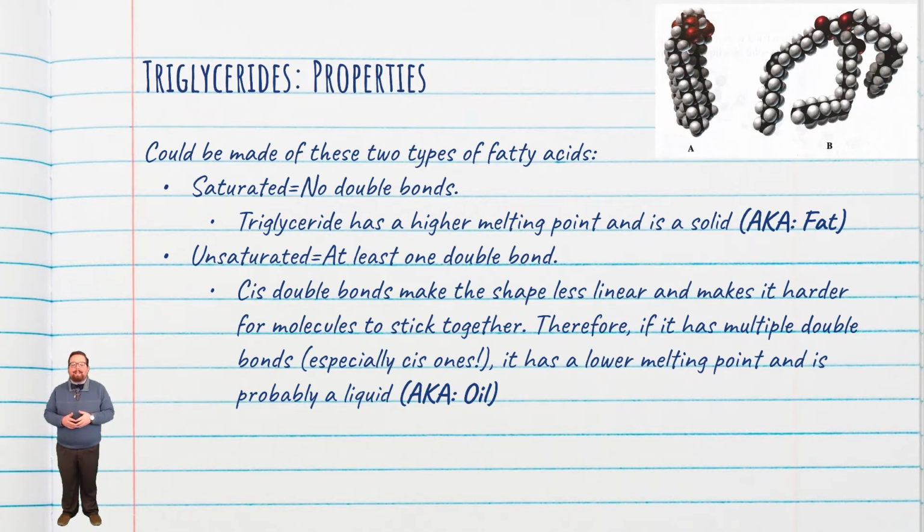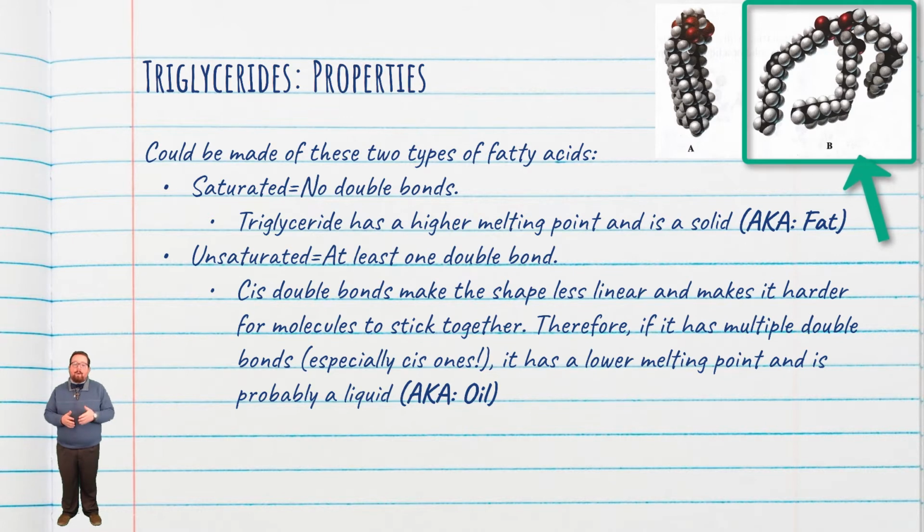If the fatty acids have double bonds that are in the cis orientation, the shape of the fatty acids is no longer linear. This nonlinear nature of the fatty acids creates a much clunkier molecule, one that isn't as easily affected by intermolecular forces. In other words, the more cis double bonds the fatty acids in a triglyceride have, the more likely that triglyceride will be a liquid at room temperature. We call these unsaturated triglycerides oils.